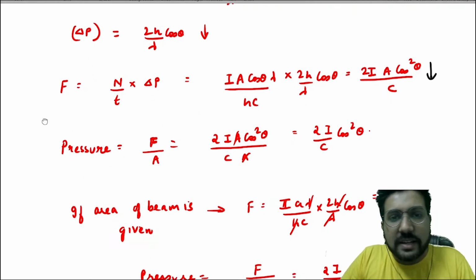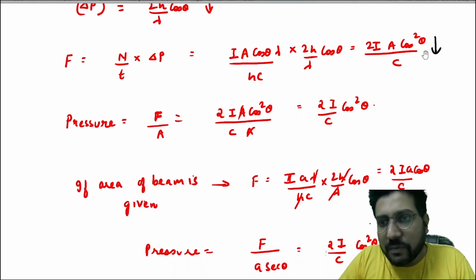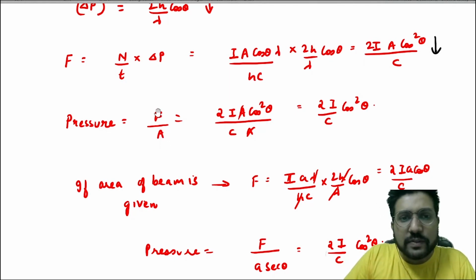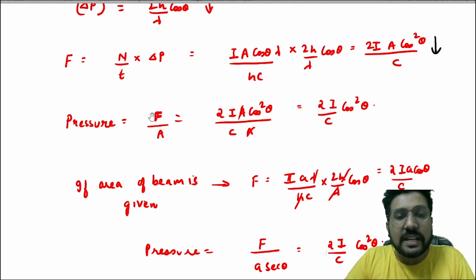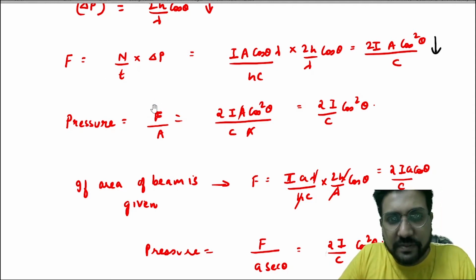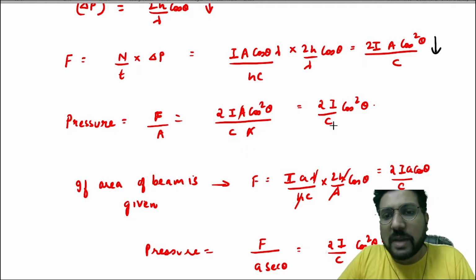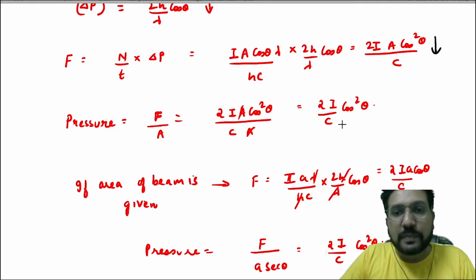And then what is the radiation pressure? Because the force is downwards, it is already perpendicular to the surface. So I'll write pressure is directly F by A, because we need the component of force perpendicular to the surface while writing the pressure. So pressure is equal to 2Ia cos square theta by c divided by A, and that is equal to 2I by c cos square theta.